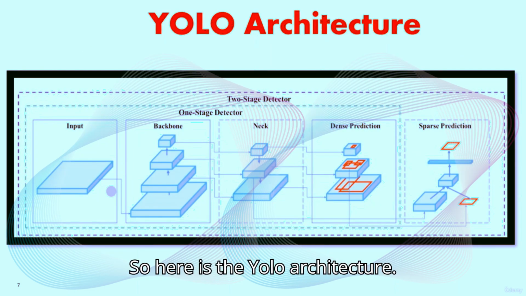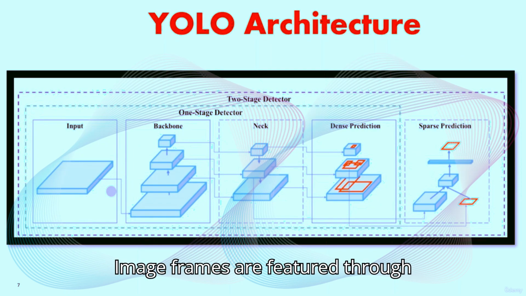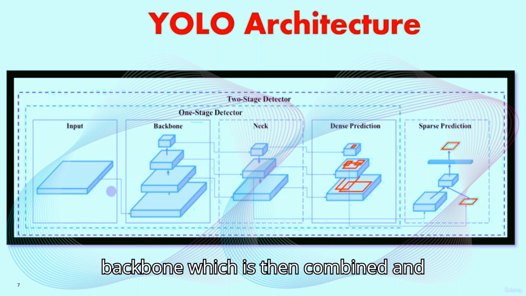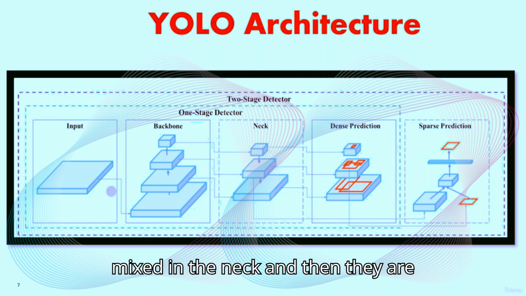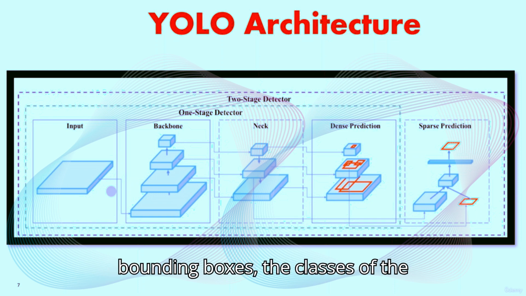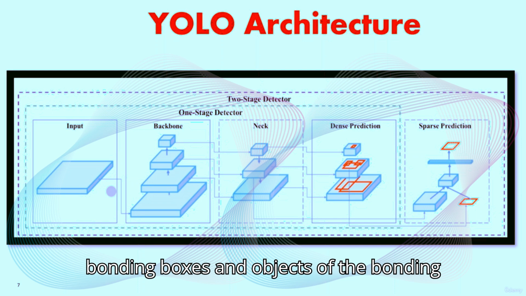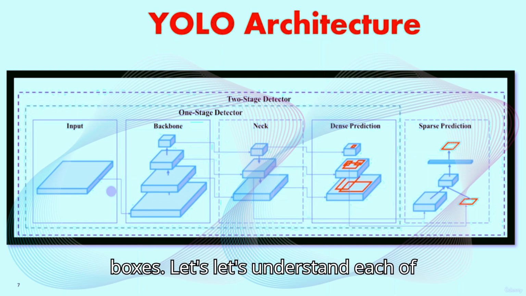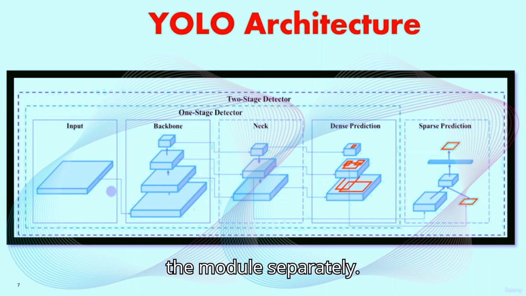Here is the YOLO architecture. Image frames are fed through the backbone, which is then combined and mixed in the neck, and then they are passed along, and YOLO predicts the bounding boxes, the classes of the bounding boxes, and the objectness of the bounding boxes. Let's understand each of the modules separately.